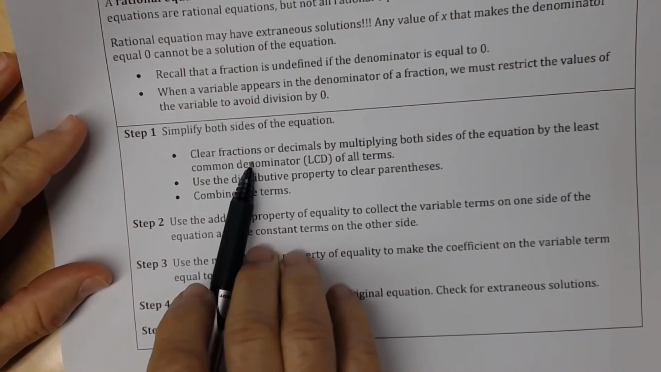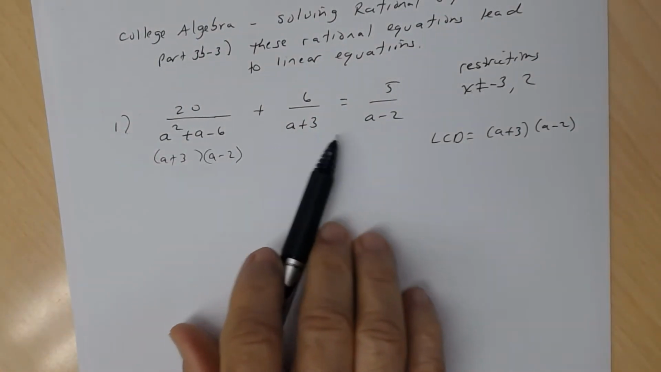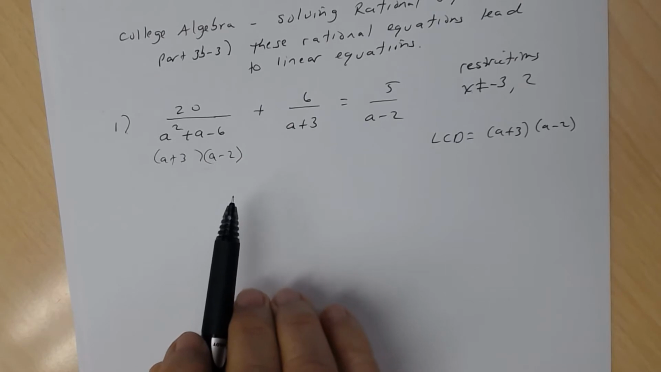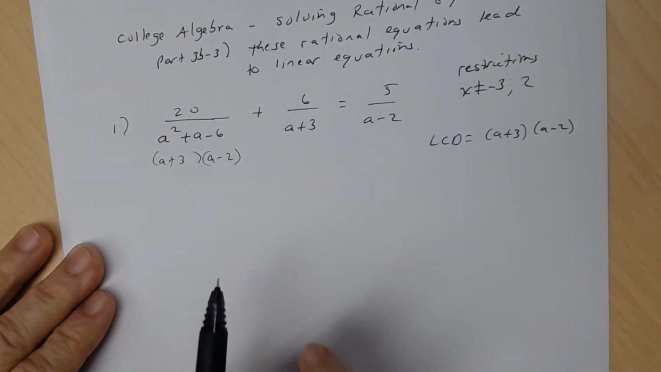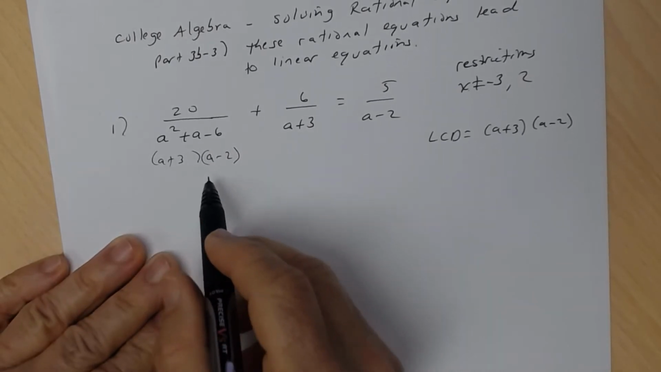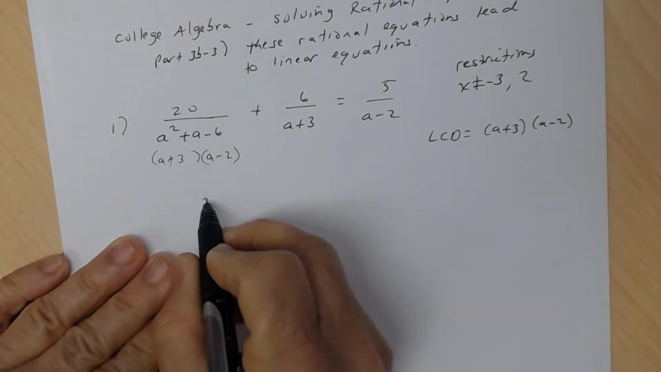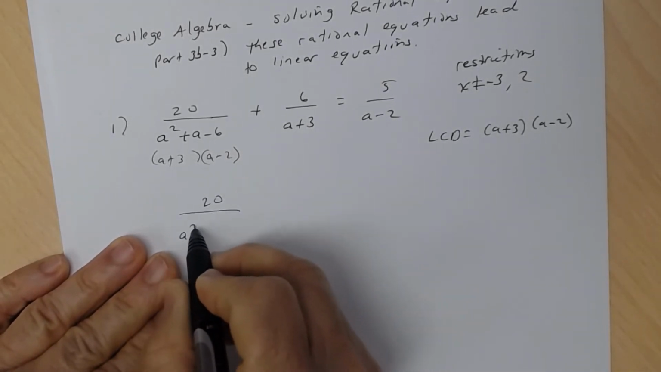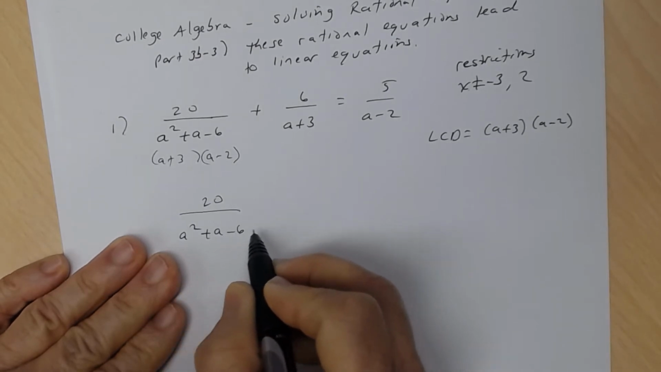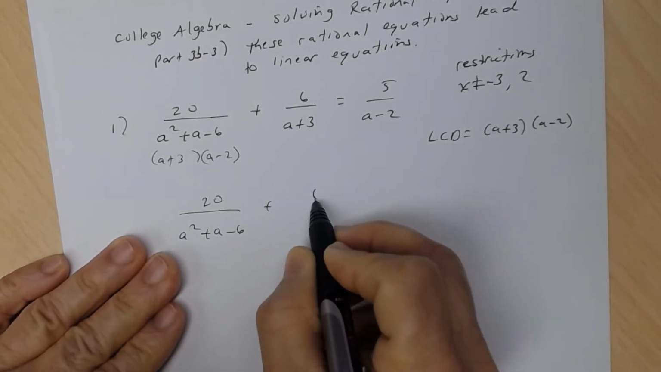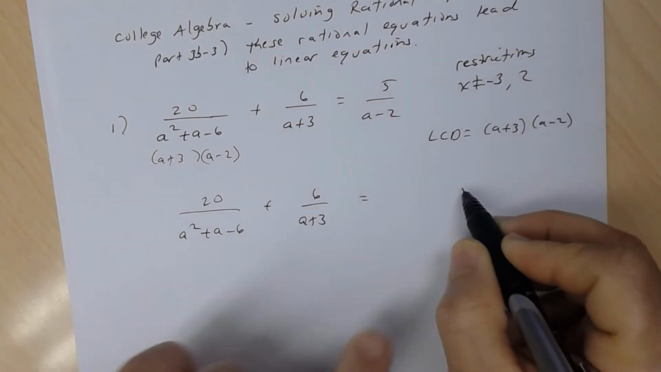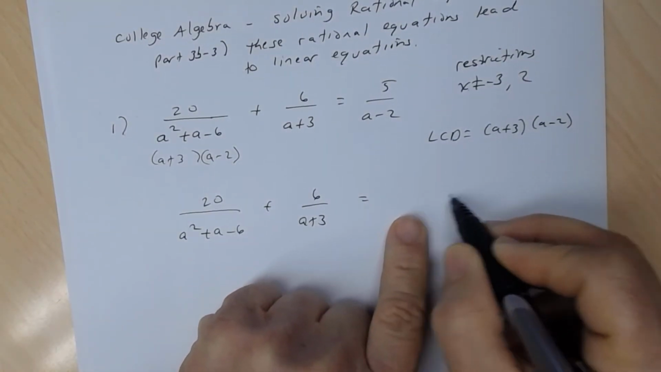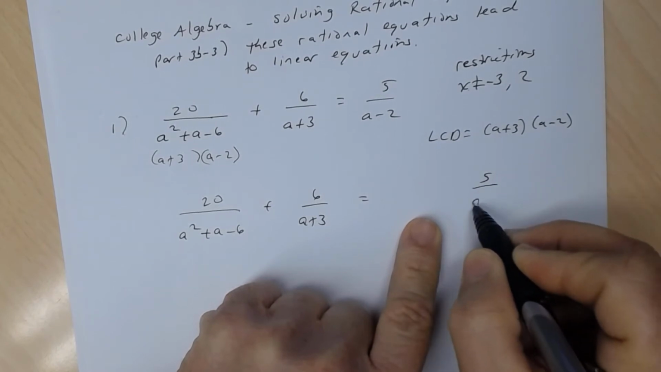We have to clear the fractions. Since they have fractions, I'm going to clear them. Now remember, this is an equation. What you do to one side, you do to the other. So listen carefully about what I'm about to do. I'm going to rewrite this over: 20 divided by a squared plus a minus 6, plus 6 divided by a plus 3, equals, and I'm going to leave some space here, 5 divided by a minus 2.